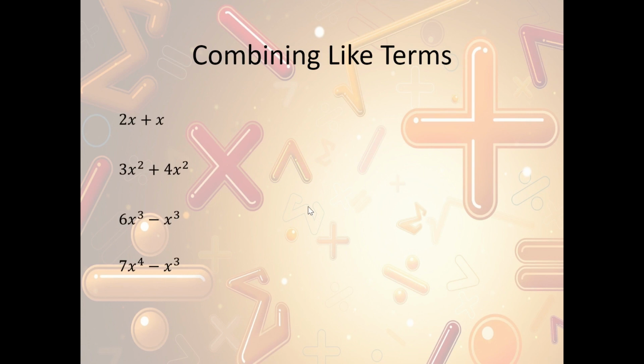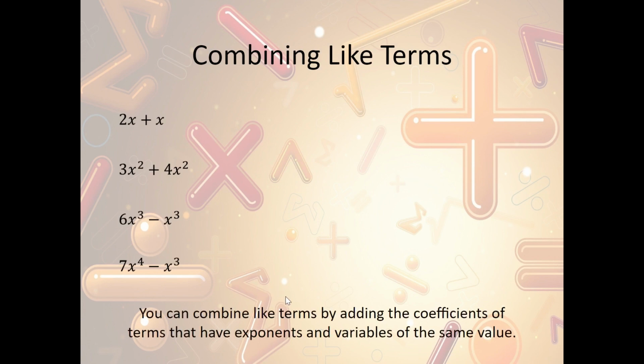Now combining like terms. The rule is, in order to combine like terms, they have to have the same exponents and same variables. And if they do, we're going to add the coefficients. So for instance, we have 2x and x. Well, they're both x's, so they have the same variables, and they have the same power, same exponent. Really, it's an imaginary exponent of 1. So we can just add these. 2x plus x is 3x.